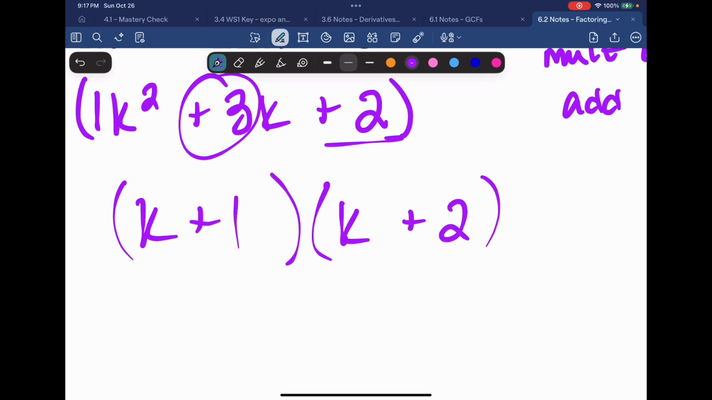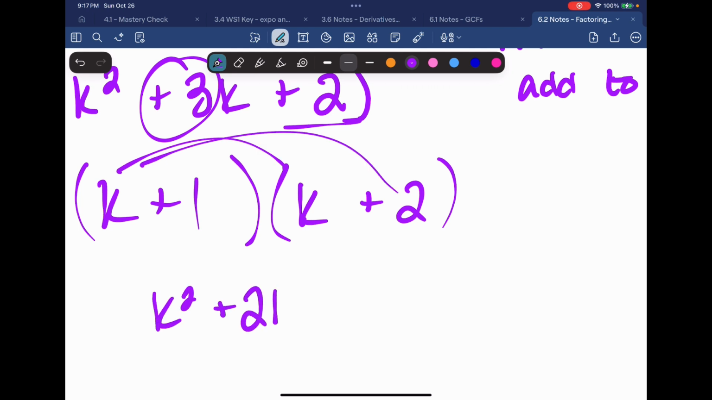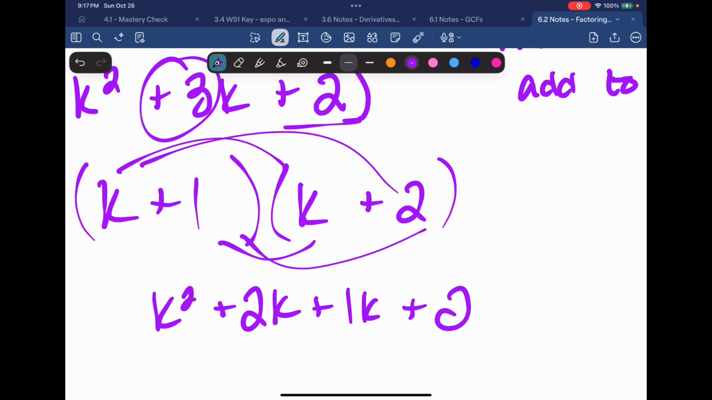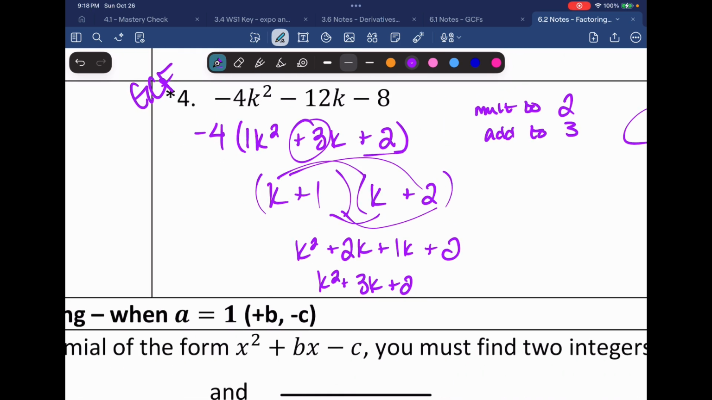But guys, if I were to redistribute this, just this, I don't end up with the original. What was missing? GCF. You want all the factor pairs.